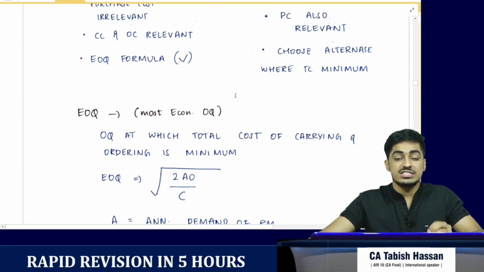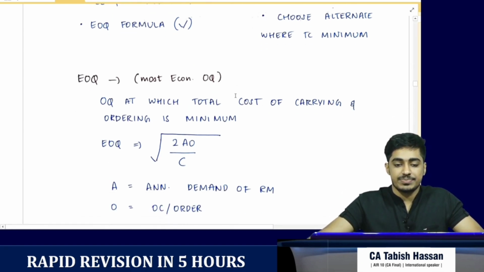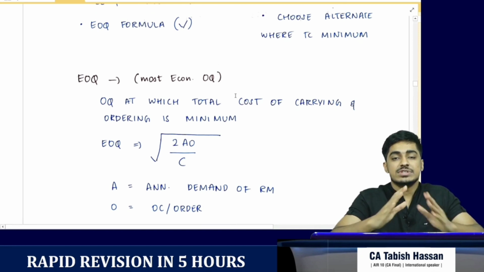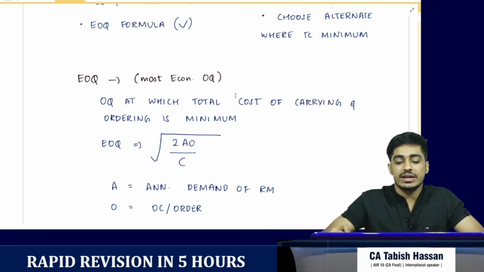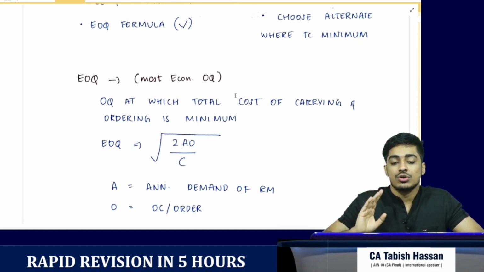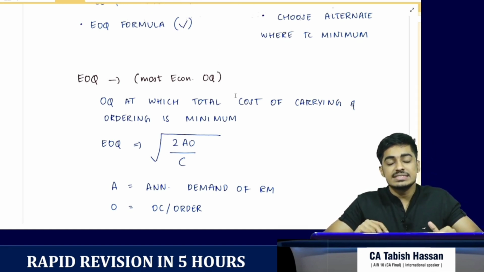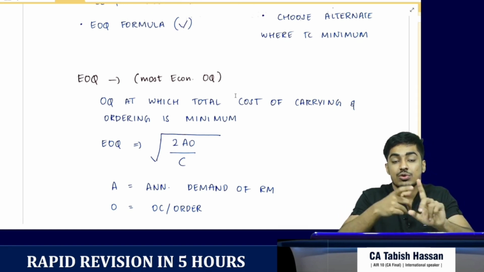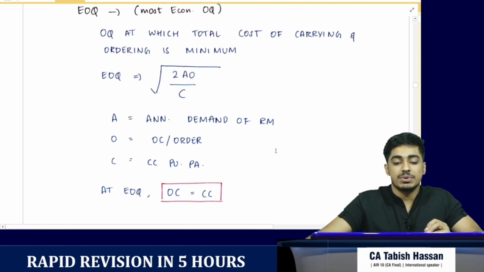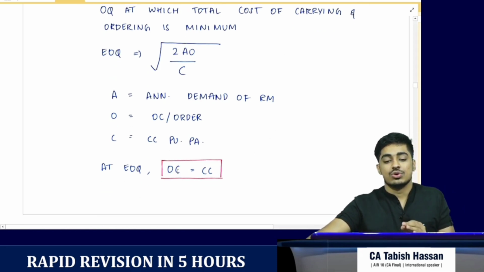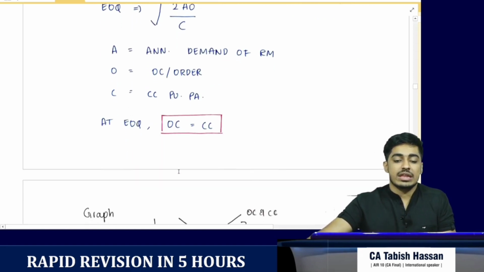Now, coming to EOQ. What is EOQ? It is the most economical order quantity. It is the order quantity at which the total cost of carrying and ordering is minimum. How do we get it? EOQ is equal to square root of 2AO upon C, where A is the annual demand of raw material, O is the ordering cost per order, and C is the carrying cost per unit per annum. One important thing to remember is at EOQ, ordering cost will be equal to carrying cost.